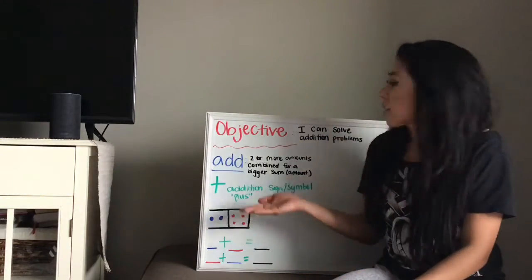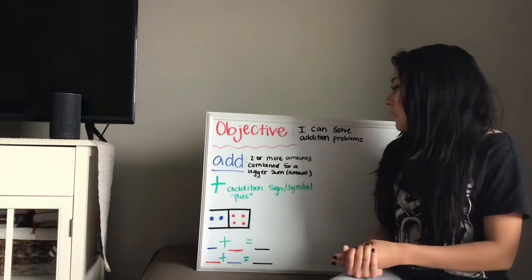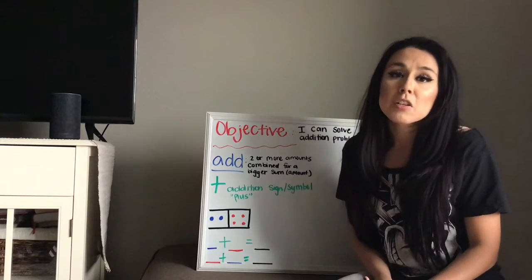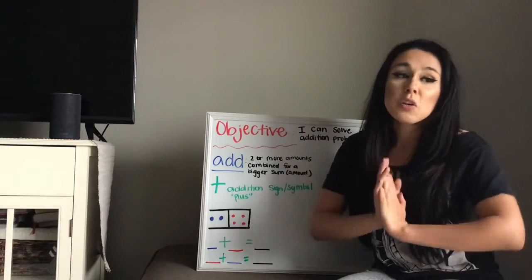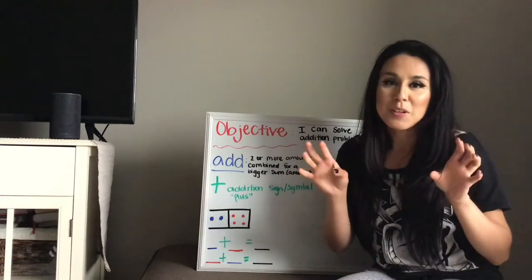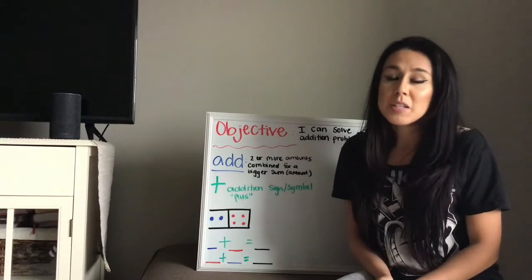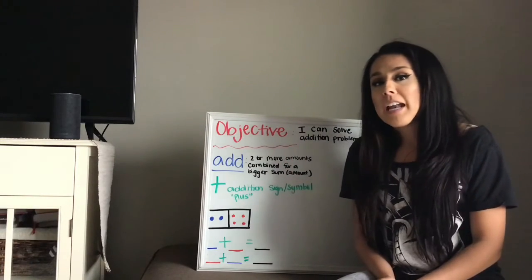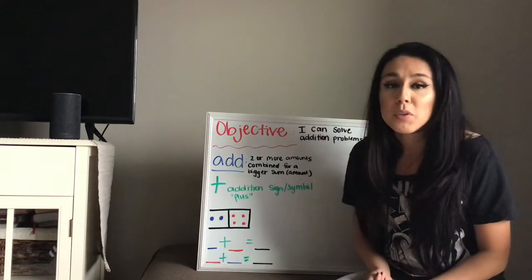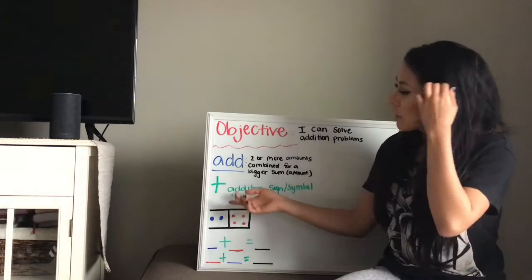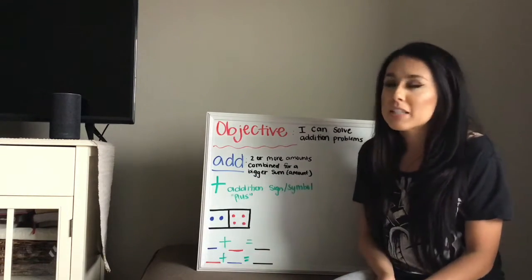So today we're going to work on adding. Now when we're adding, we're putting together two or more amounts and combining them for a bigger sum, a bigger answer. So we take one amount plus another, and you could do even more, but right now we're just going to work on two amounts, and you combine them together for a larger total, a larger sum at the end. When we're adding, we're going to use the plus sign or the addition sign, addition symbol. They all mean the same thing. Now it does look like a cross or a lowercase t, but in math this is the addition symbol.